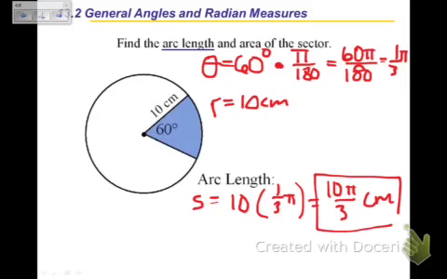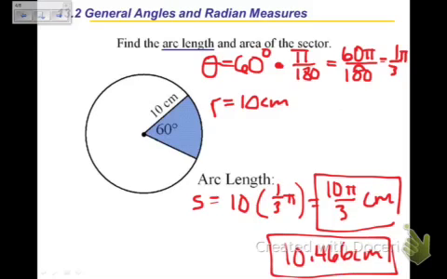You could leave it like this, or you can multiply out 10 times pi divided by 3, which gives me 10.466 centimeters, which is a little easier for me to read than 10 pi over 3. Okay, so that is how to find arc length: radius times theta in radians.